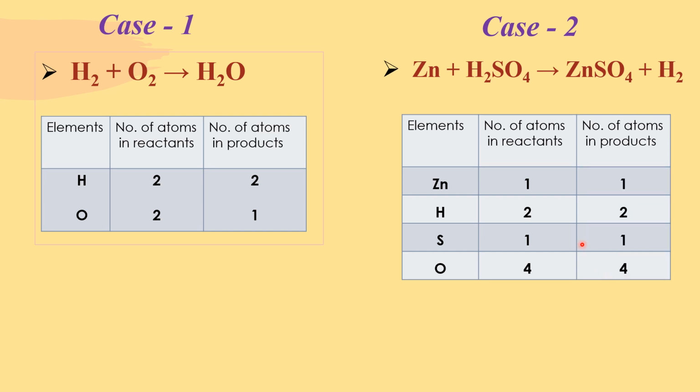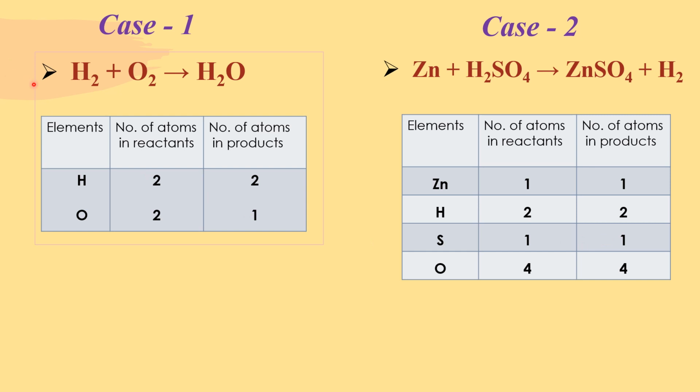Now, what you have to do is analyze very carefully the table under case 1 and case 2. Can you find any interesting observation here? You can see that in the table under case 1, the number of atoms of hydrogen is equal on the reactant side and product side. But the number of atoms of oxygen in reactants and products are not equal. But in the table under case 2, you can see that the number of atoms of each element on the reactant and product sides are equal.